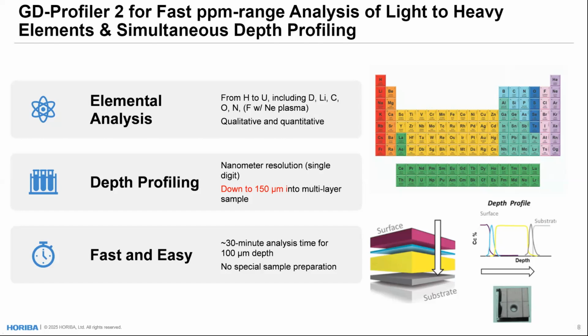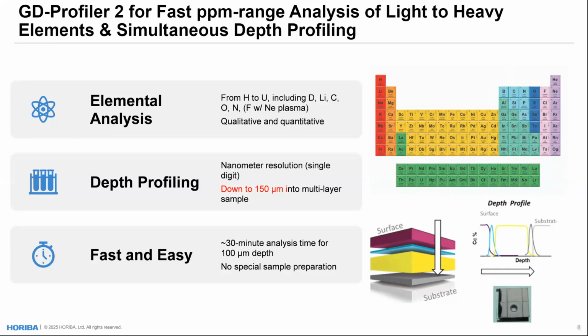Also, using GD-OES is very easy. There is no need for sample prep, and it doesn't work under high vacuum. So using GD-OES is easy and measurement is fast because you can measure surface from a few nanometer all the way to 150 microns in minutes. So it is fast compared to other techniques.